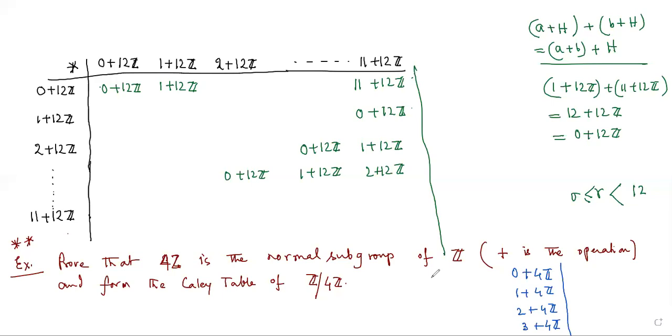They can ask you the question: what will be the element that will come in the third row and third column? Which of the following elements will come in the third row and third column of the Cayley table for the quotient group Z/4Z?